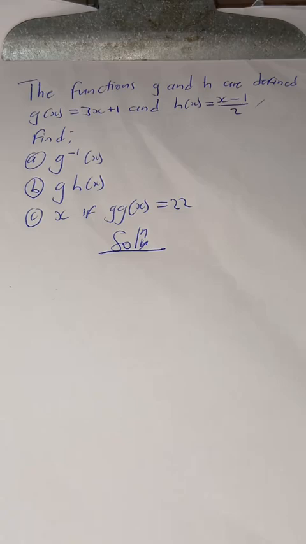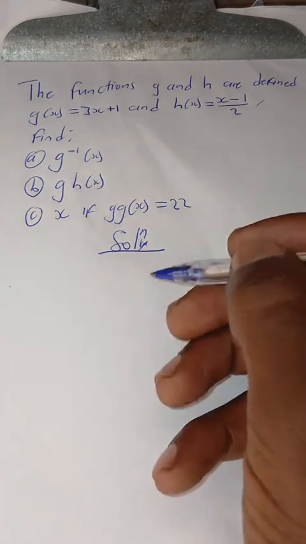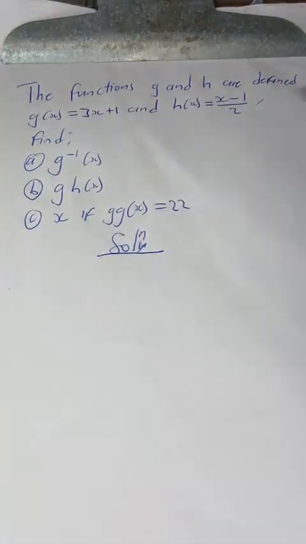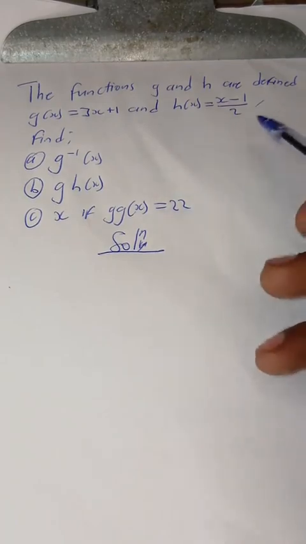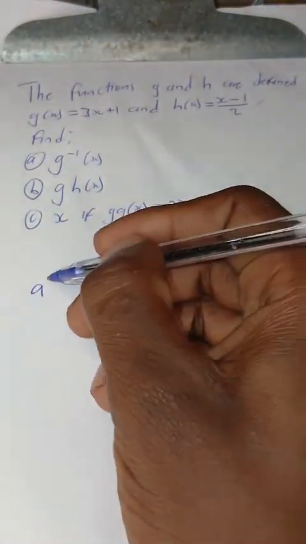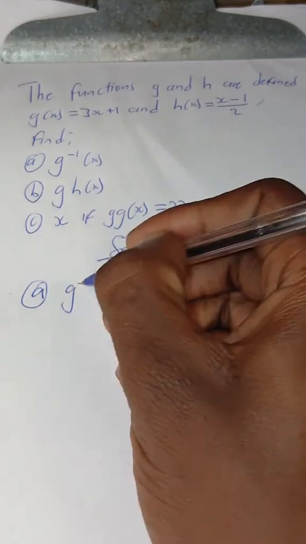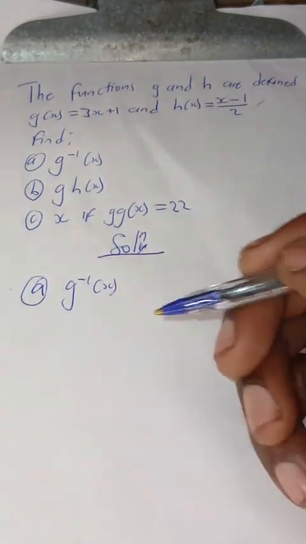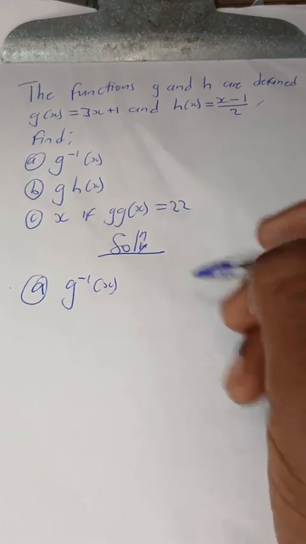Let us solve this question without saying many things. We've been discussing this function inverse, so today let's just solve. Solution. We have A, they're asking us to find the inverse of g of x.